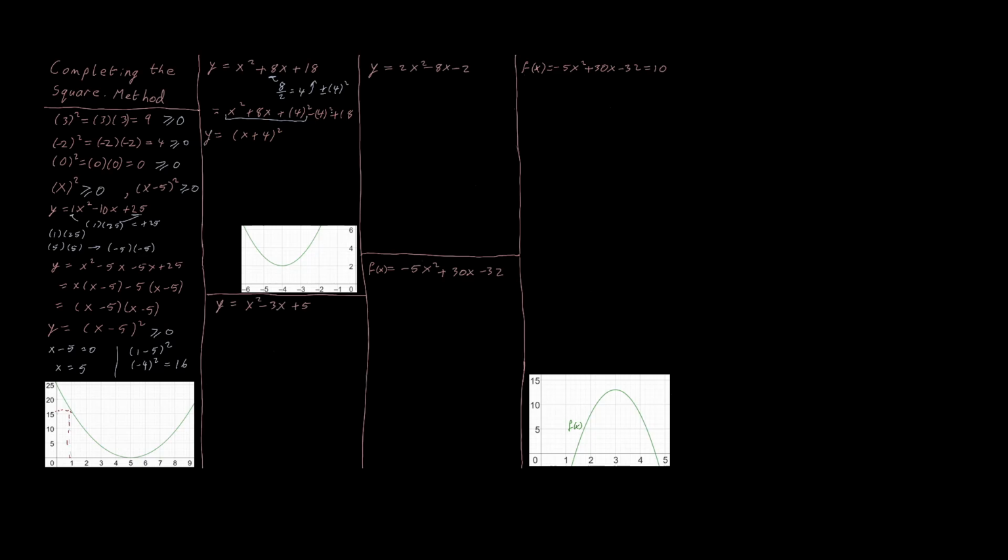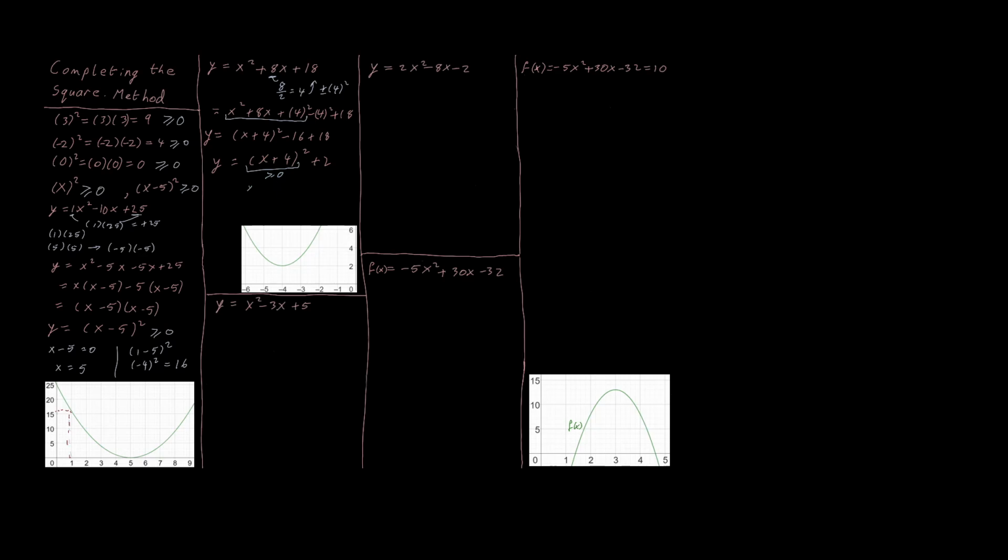It's going to be minus 4 times 4, which is minus 16, plus 18. And tidying that up, I end up with y is equal to x plus 4 to be squared plus 2. Well, I know that this bit is going to be greater than or equal to 0 for any real value of x I put in there. When is it going to be equal to 0?